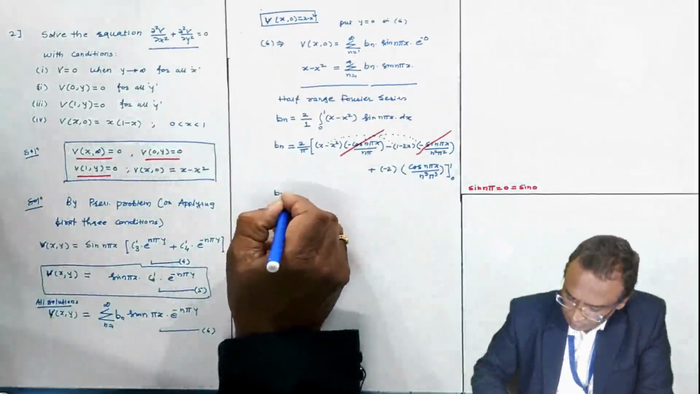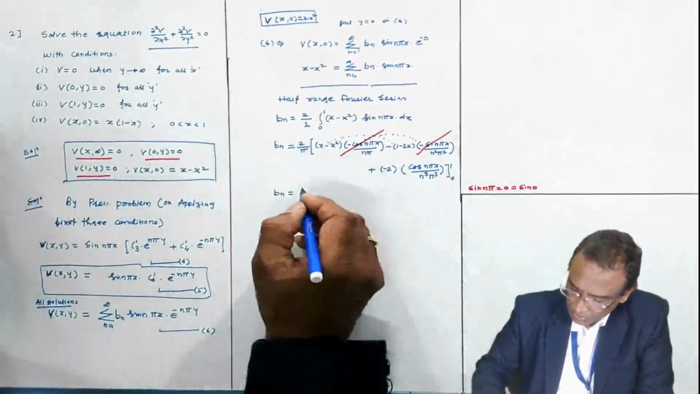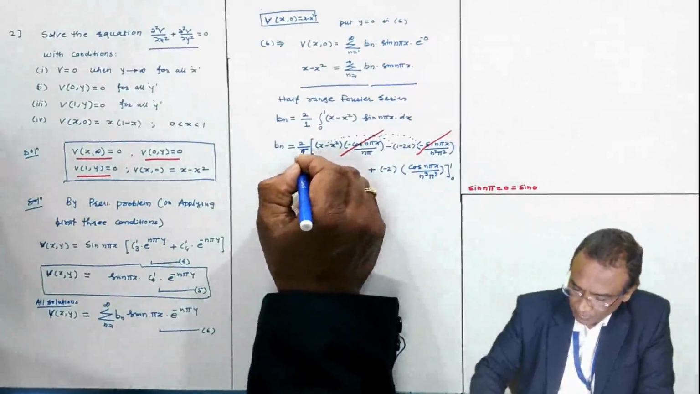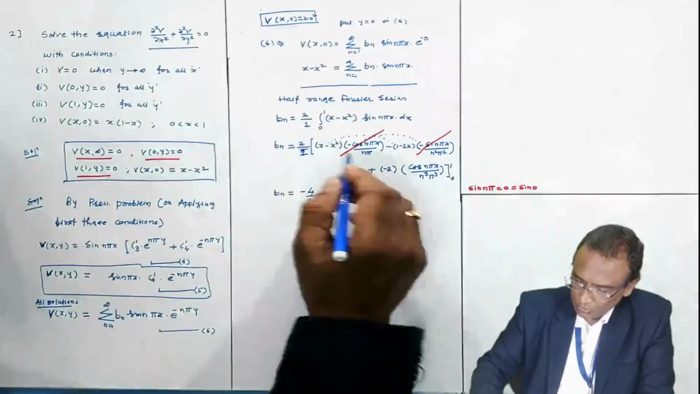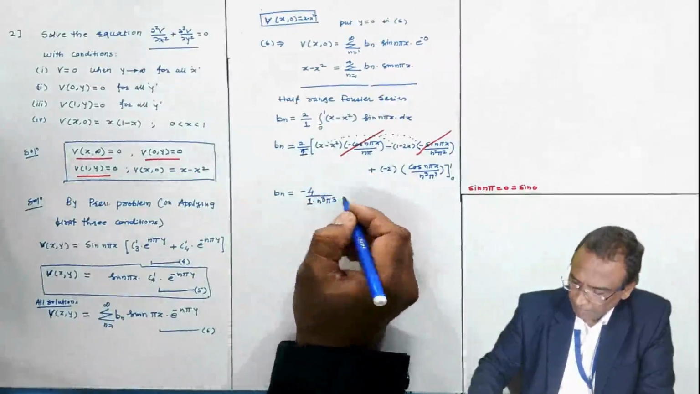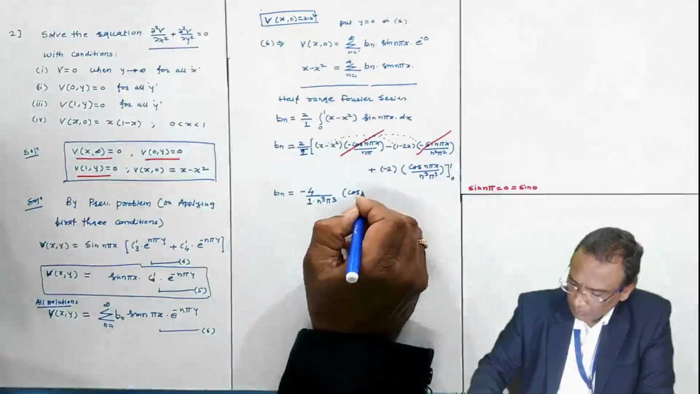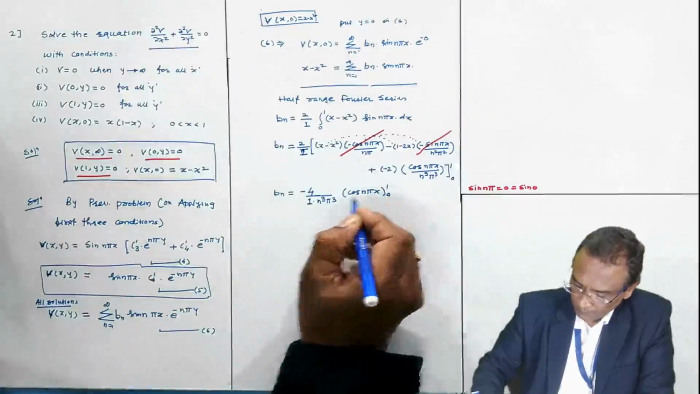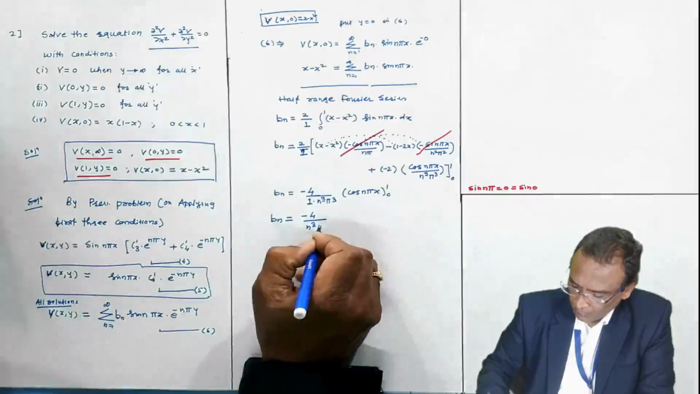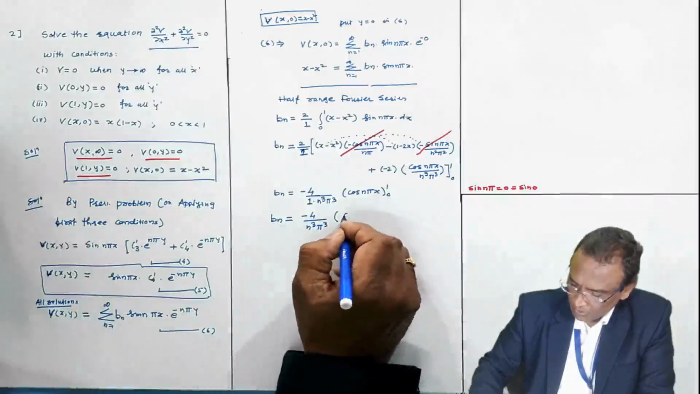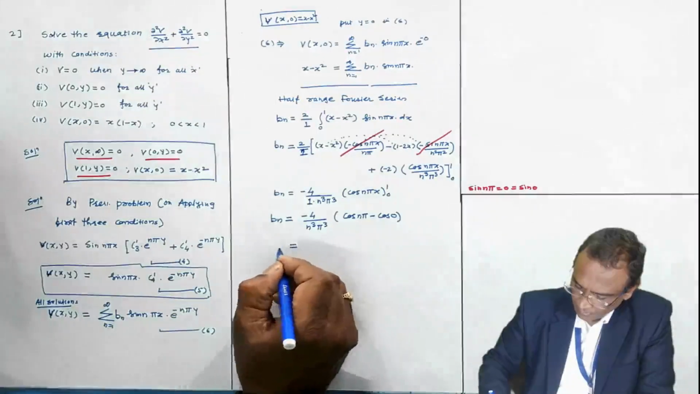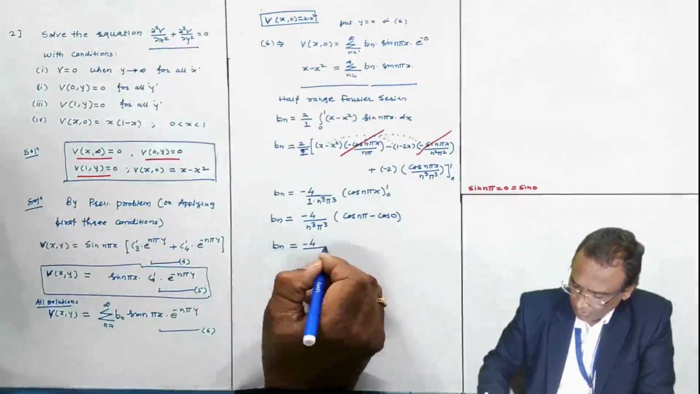What is remaining now? Only a single term is remaining: 2 multiplied by minus 2 is minus 4, over n cube pi cube, times cos n pi x from 0 to 1. So bn is minus 4 by n cube pi cube. Put x equal to 1, it is cos n pi minus cos 0. Cos 0 is 1. Then minus 4 by n cube pi cube.